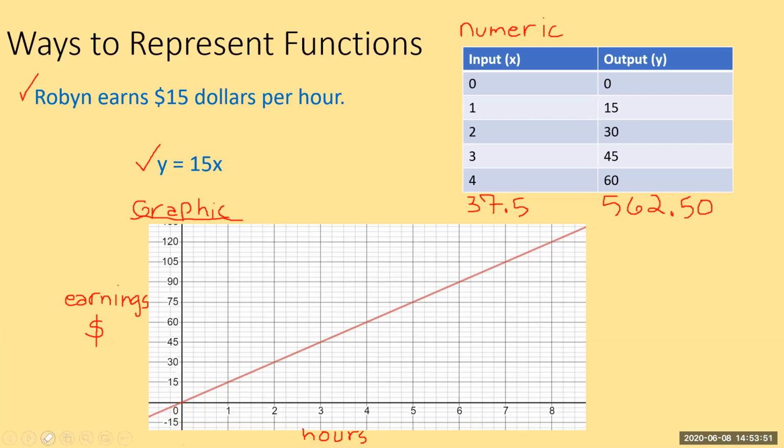Okay, let's take a look at what is relevant here. Notice that this graph, this red line here, corresponds to the information we already know. Thinking about our equation or our table, if Robin works for 0 hours, she's going to make $0. So the point (0, 0) lies along our graph, along our red line here.